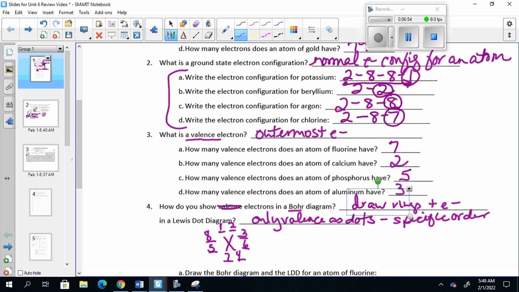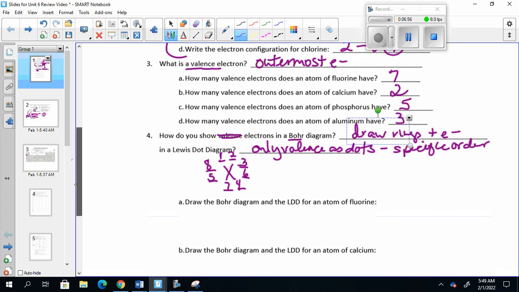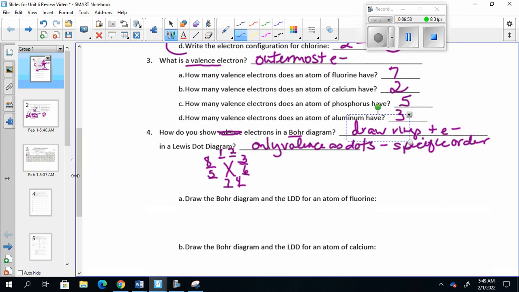So for example, we're going to draw fluorine. The first thing I need to do is look up fluorine's electron configuration, 2-7. So if I did a Bohr diagram, I would write F. I would write the first ring and draw 2 electrons on it. And then the next ring would have 7.